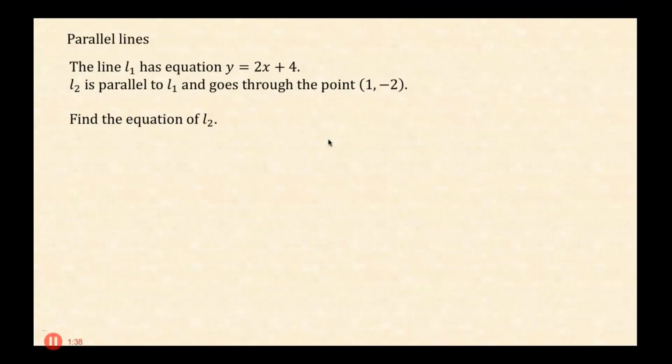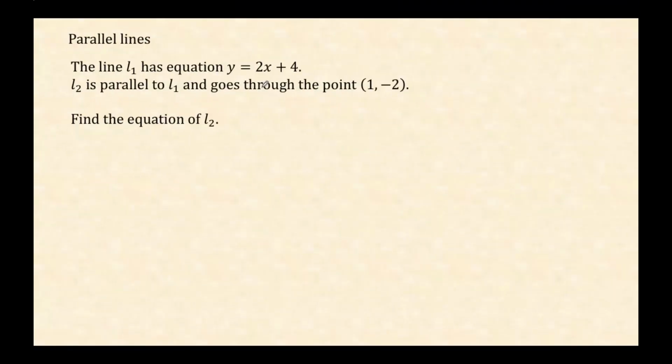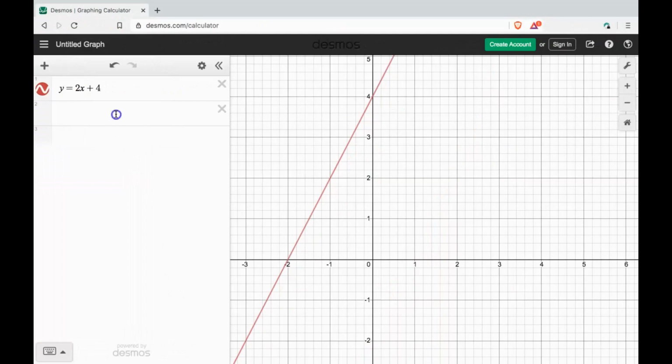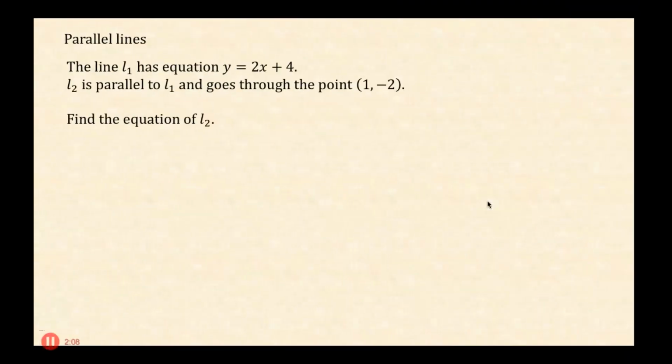Now L2 had the same gradient because it was parallel, but it went through the point (1, -2). So let's put that point in, (1, -2). So that's down here. Really what we're doing is we're looking for a line which is parallel to this one and goes through this point here. So we can already imagine what it's going to look like. The challenge now is to use algebra to figure out what that's going to be.